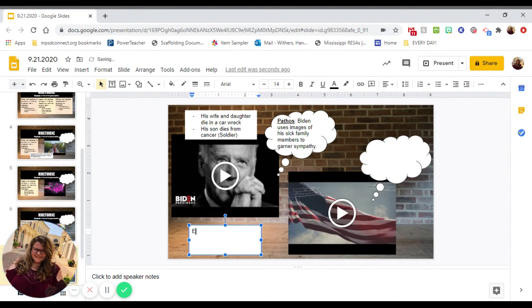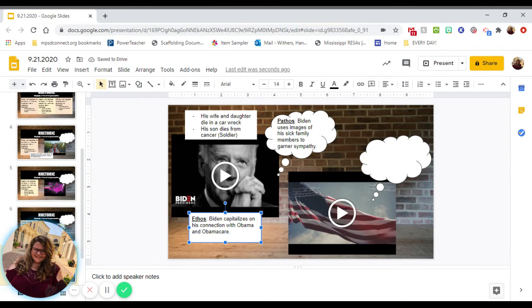And then there's also this element of ethos. Biden capitalizes on his connection with Obama and Obamacare, right? He kind of reminds us that, you know, I was friends with President Obama, because a lot of people, everyone should have a healthy respect for Obama. He was a good president and all that good stuff. I've talked too much today, and so here we are. So everyone theoretically has some respect for this person. So he's like, you should have respect for me because I was a part of that administration.